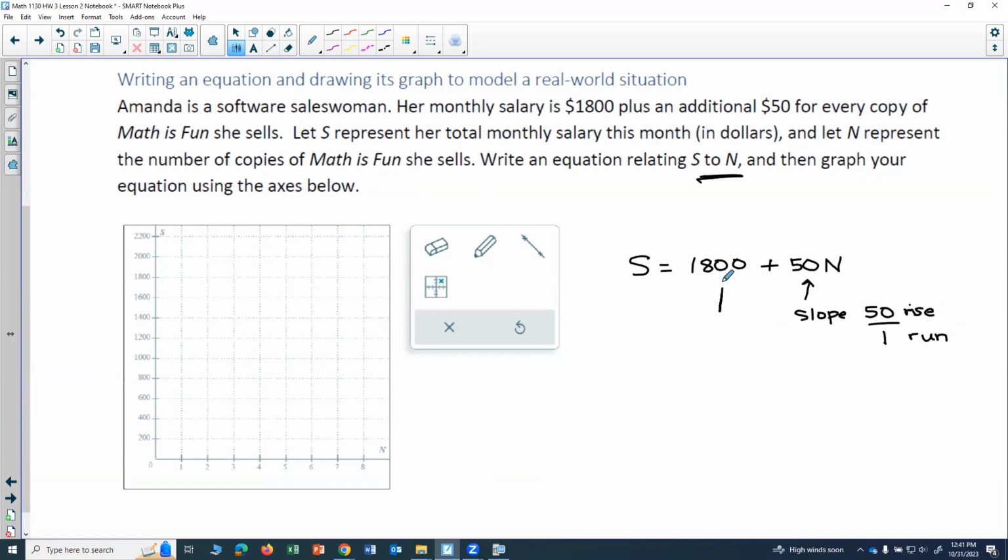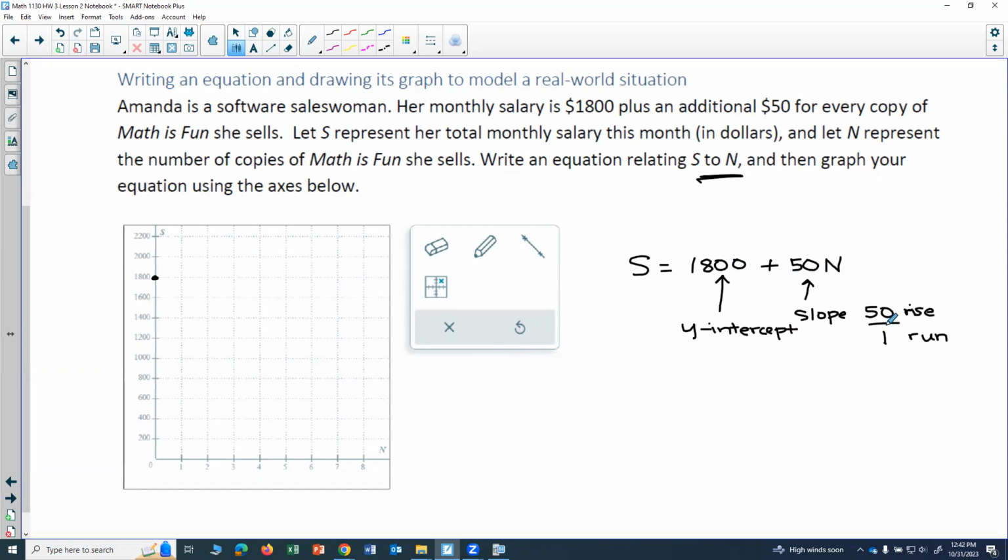The number that's not attached to the variable, that's going to be my y-intercept, or in this case, my S-intercept, but you can still think of it as the vertical axis as y. So the y-intercept is going to be 1,800. So when I'm graphing this, I want to start out at my y-intercept, 1,800, and then use the slope, up 50 over 1. That would get me a second point.